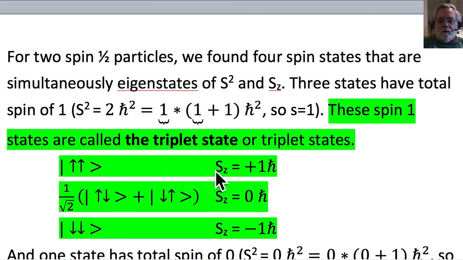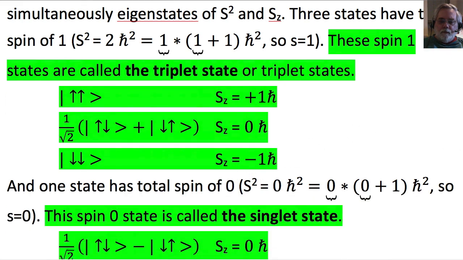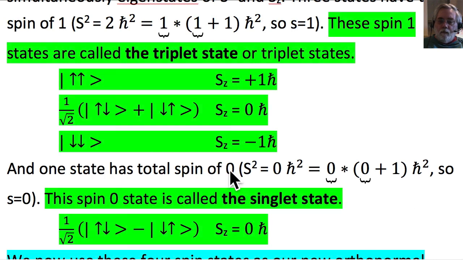Pure state up, which has eigenvalue plus 1 h bar for Sz. Entangled state 1 over square root of 2 up down plus down up, that has eigenvalue 0 h bar for Sz. And pure state down, which has eigenvalue minus 1 h bar for Sz. And there's a 4th state that has total spin of 0 because its eigenvalue for S squared was 0 h bar squared. This spin 0 state is called the singlet state. There's only one of them, and so it's called the singlet state. And it is entangled state 1 over square root of 2 up down minus down up. And that has eigenvalue 0 h bar for Sz.